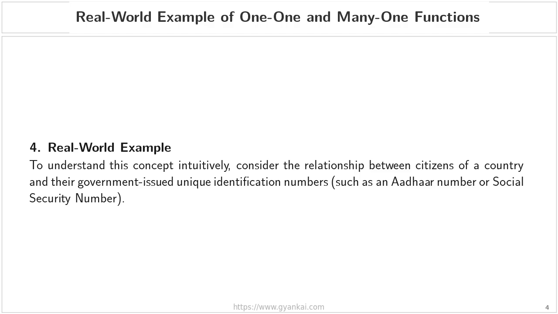Real-world example of 1-1 and many-one functions. Now that we have covered the formal mathematical definitions of 1-1 and many-one functions, let us move to a real-world example to help you understand these concepts more intuitively. Consider the relationship between the citizens of a country and their government-issued unique identification numbers, such as a social security number or an Aadhaar number.